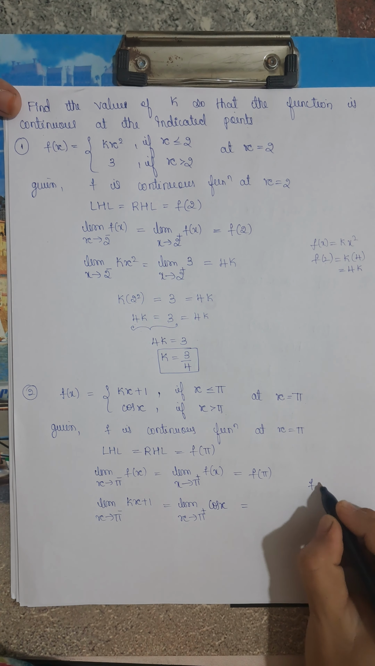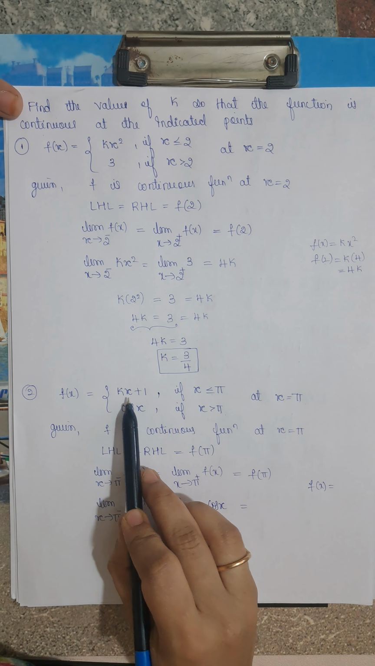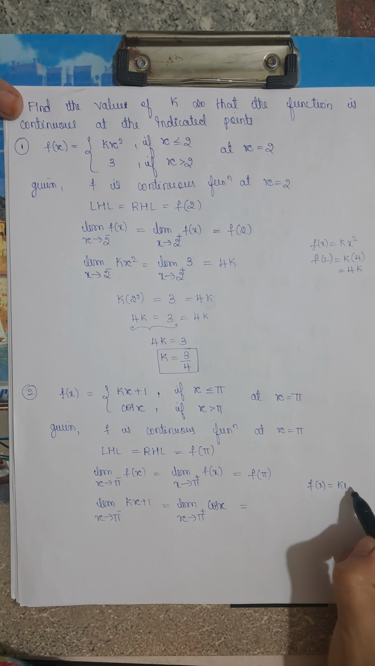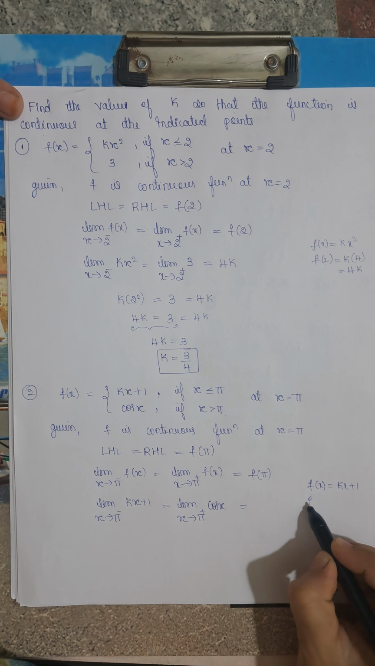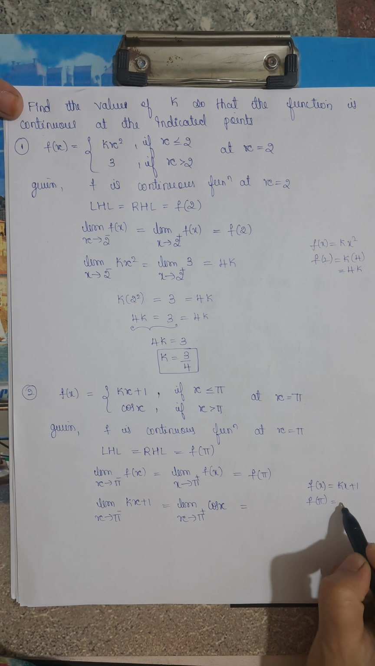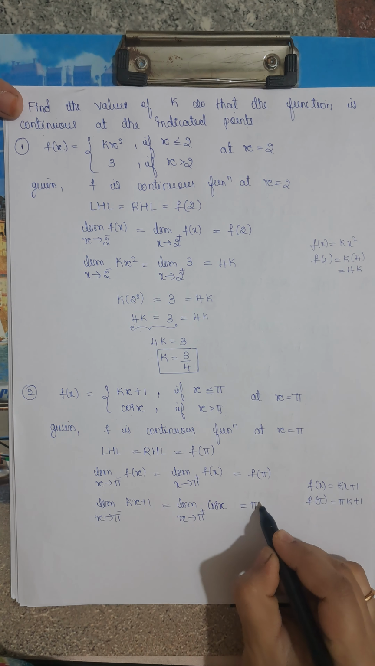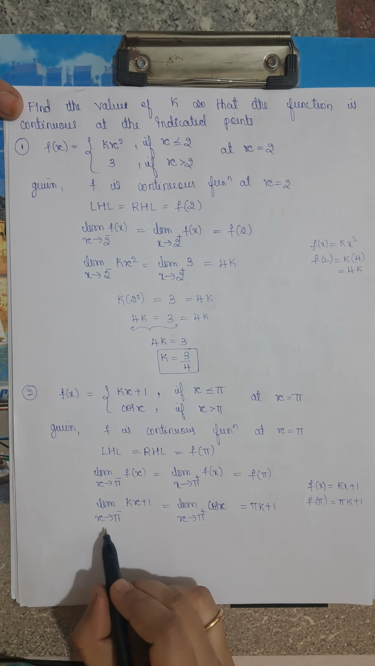f of pi means we have to consider the function where x is equal to pi. So x is equal to pi, the function is kx plus 1. We need to find f of pi, so wherever x is there, I have to substitute pi. So k into pi, that is pi k plus 1, we will get. So I'll substitute that. Now let us find the limit.